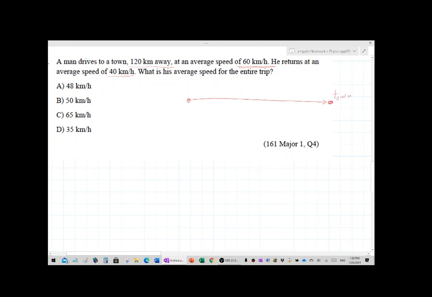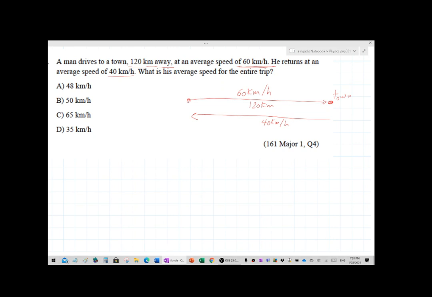his speed, and the town is 120 kilometer away, and his speed is 60 kilometer per hour. Then he returns back to the same place again, so he returns back the same distance, which is 120 kilometer, at an average speed 40 kilometer per hour. What is the average speed for the entire trip?